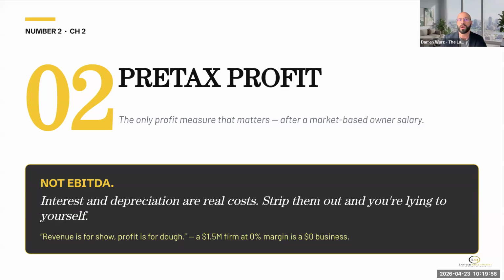The real argument that Greg makes, many business owners might be familiar with the concept of EBITDA. So a lot of businesses will calculate their profit as EBITDA. EBITDA is earnings before taxes, interest, depreciation, and amortization. Well, Greg argues that interest and depreciation are real costs. And so the best way to really measure your profit is keeping those in there as true expenses.